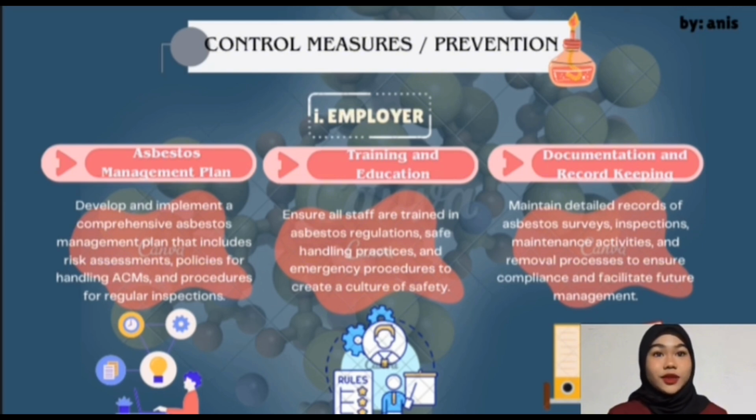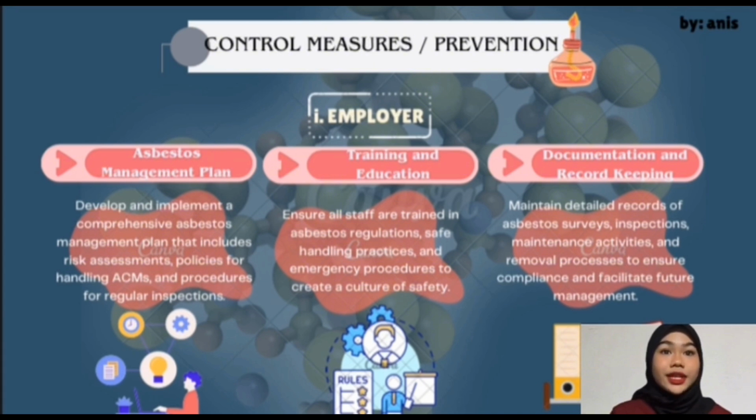An asbestos management plan is a foundation. This plan is not just a document, but a living process detailing how to handle asbestos containing materials, ACMs, safely. It includes regular risk assessment and inspections to ensure that every potential risk is identified and managed.